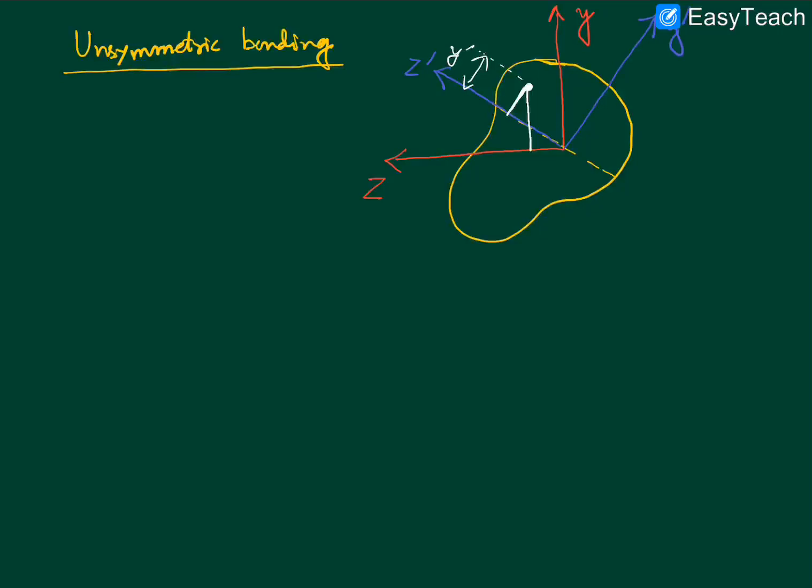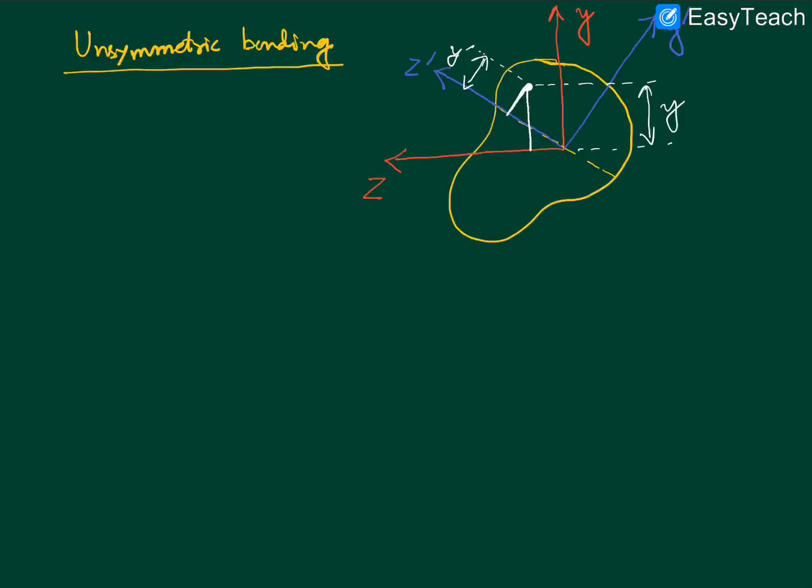Now, this entire length, I understand, is y. This is referred to as the YZ axis, the red colored axis, and this one is referred to as the Y dash Z dash axis.